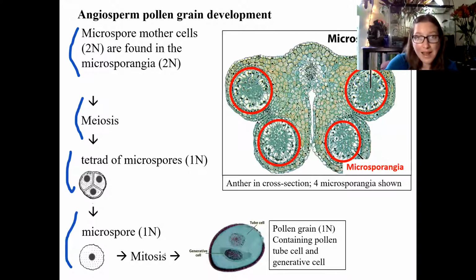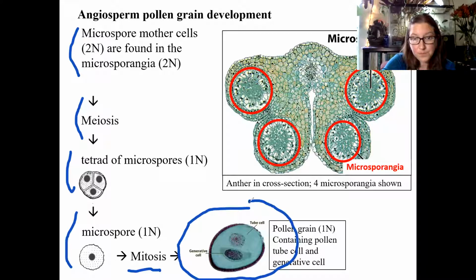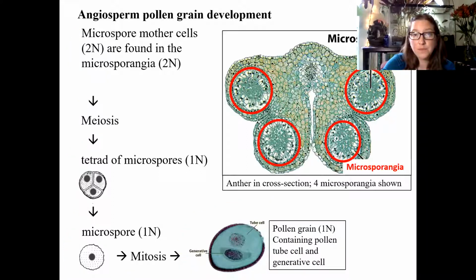The only thing that's added in this angiosperm scenario is then there's one round of mitosis so that your finished pollen grain has two cells. That's the only difference.